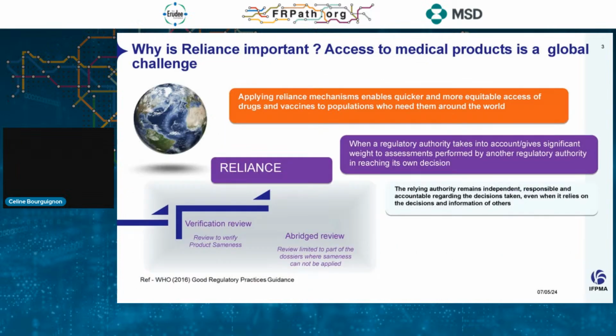Mostly based on reliance. But to go fast, why are we looking to use reliance? Very quickly: applying reliance enables quicker and more equitable access to drugs and vaccines around the globe. Reliance is a great way to bring efficiency in the regulatory process and really focus on what is different, right? Knowing that the relying authority remains independent, of course, and responsible for the assessment. And briefly, verification and abridged review. I'm not going to go further than Dr. Aisha on that. I think we've seen examples of good practices in what she mentioned.